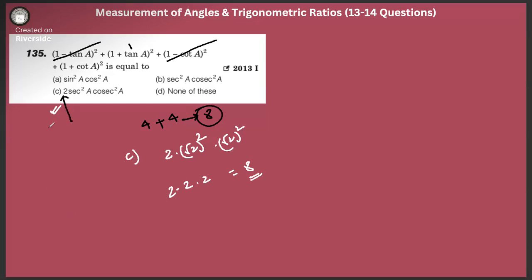Smartly, I picked up C to start with because I saw over here it is 2, so that is why the probability of getting an answer over here is more as compared to other places. So we will take C as the answer over here. Clear?